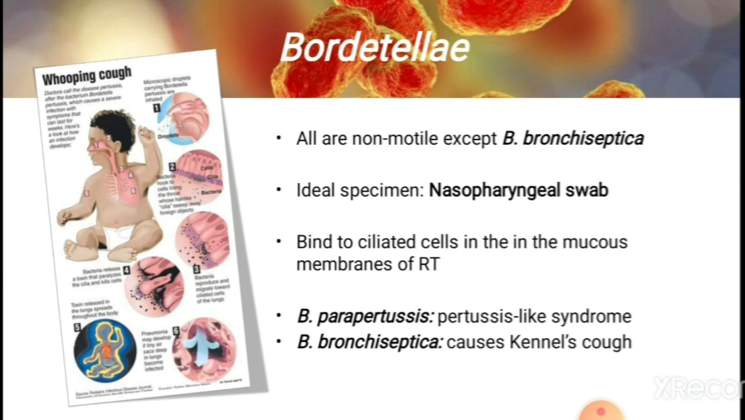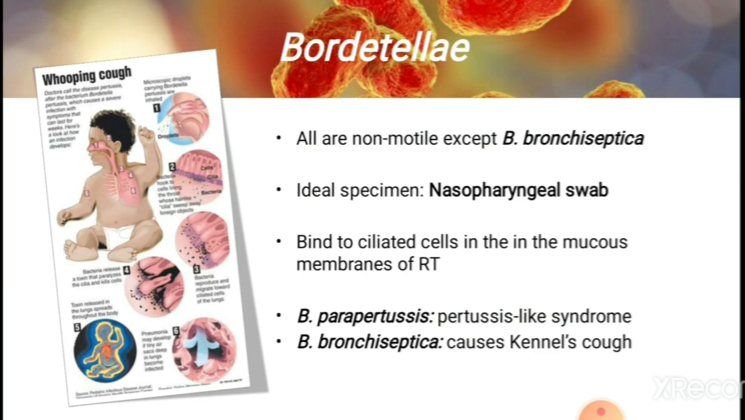And then our Bordetella parapertussis causes pertussis-like syndrome, which is the milder form of our whooping cough. And our Bordetella bronchiseptica, otherwise known as Bordetella bronchicanis, causes kennel cough or snuffles. It causes pertussis-like illness when it infects humans because Bordetella bronchiseptica causes zoonotic infections or animal diseases. And we also have Bordetella avium. It is found in turkey coryza. There was no known human infection.